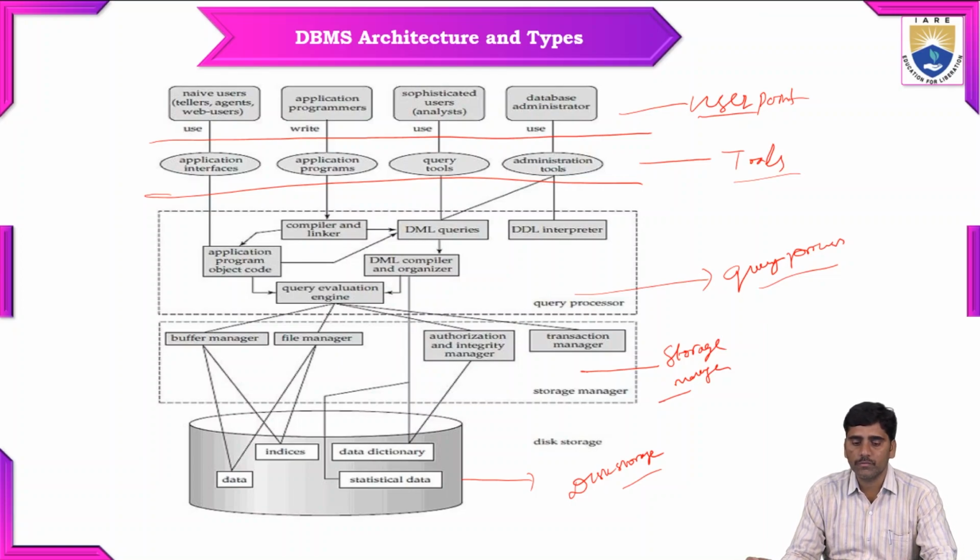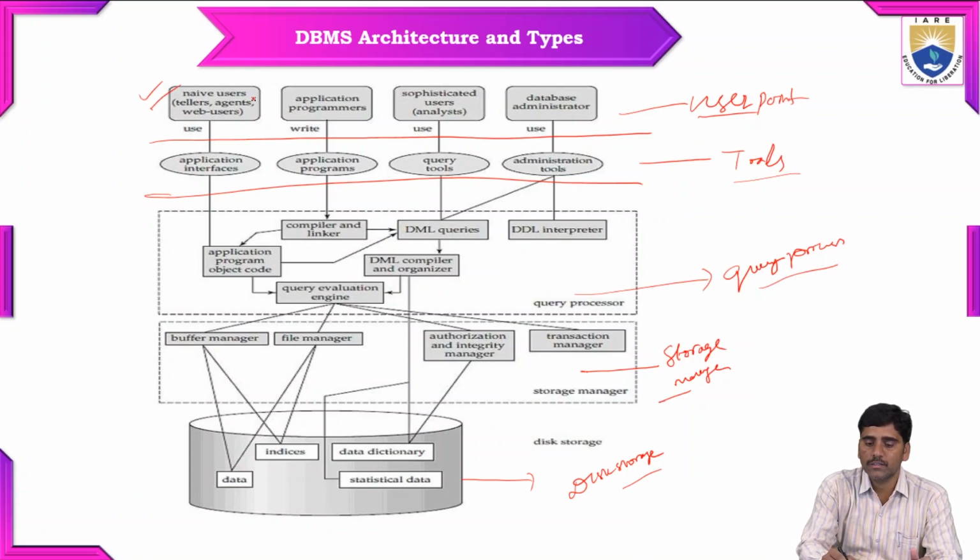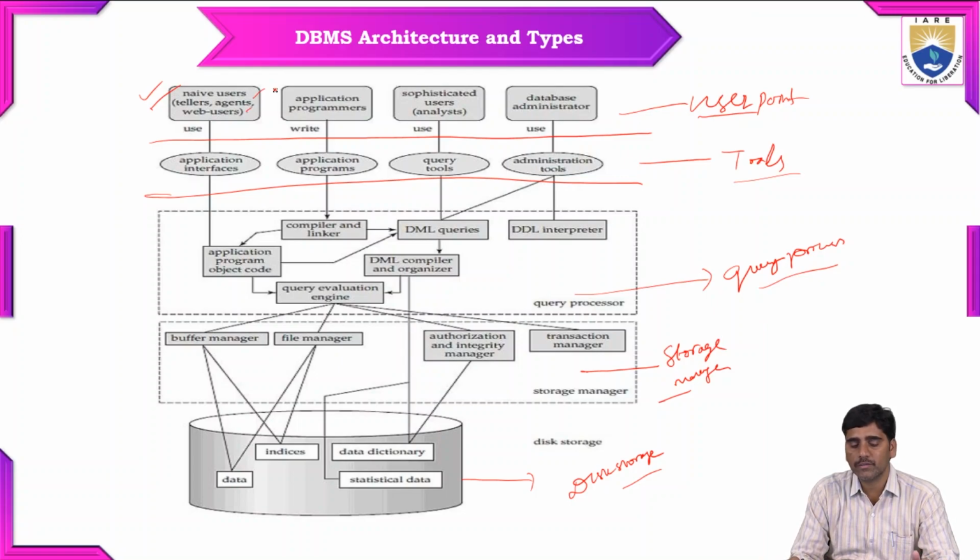From the user point of view, there are different types of users who are accessing the database, who interact with the database, or who are using the database. What are those users actually? The first one is naive users. Naive users are nothing but tellers, agents, web users, those who are interacting with the database through the web. Those are called naive users.